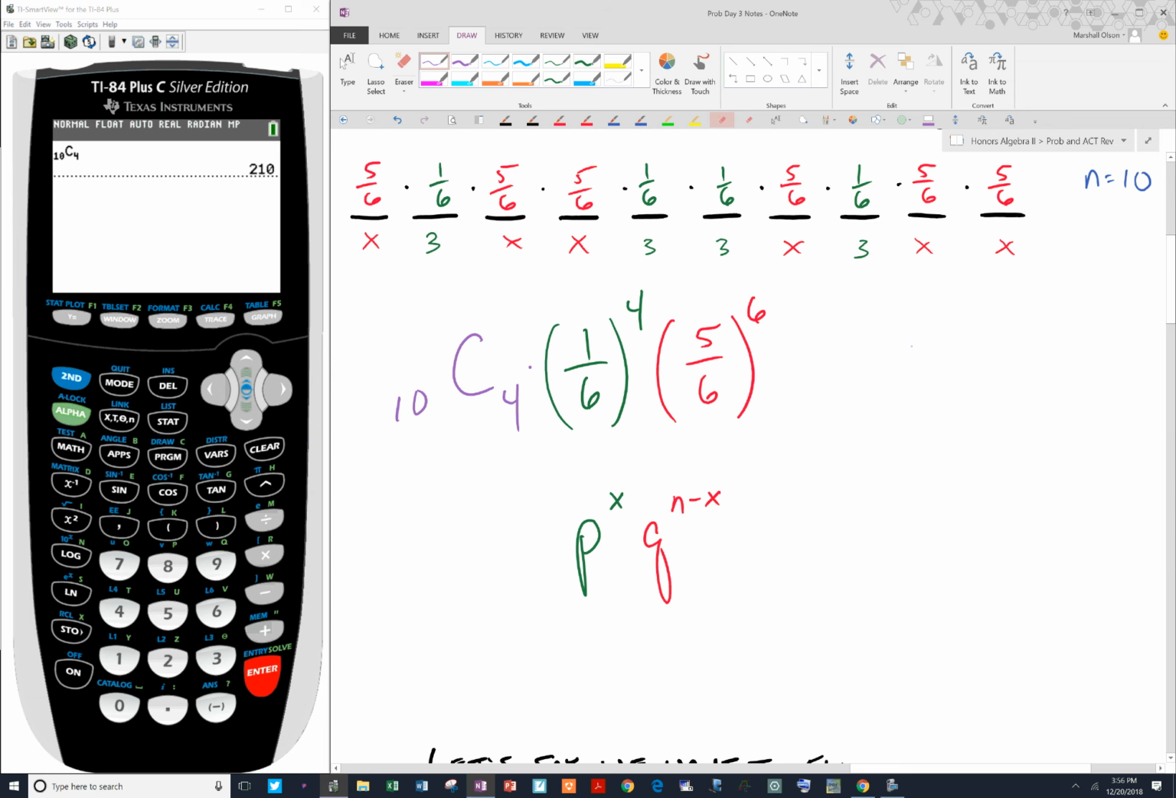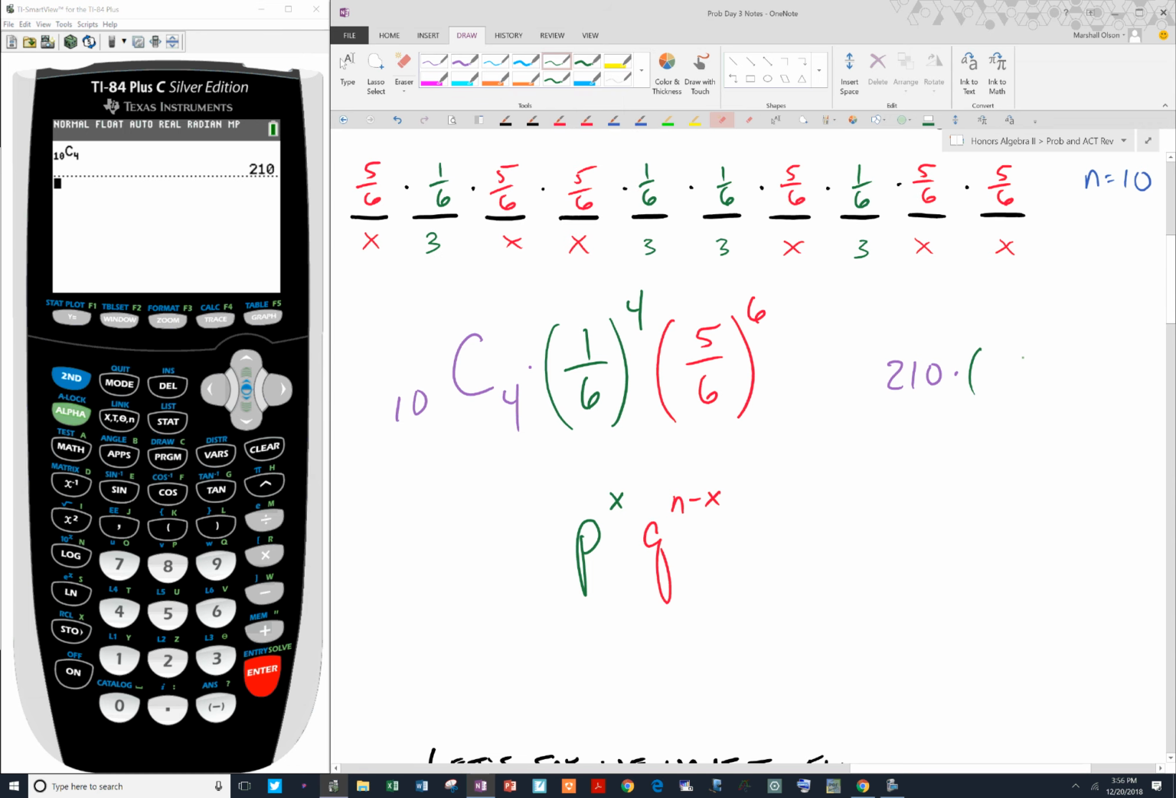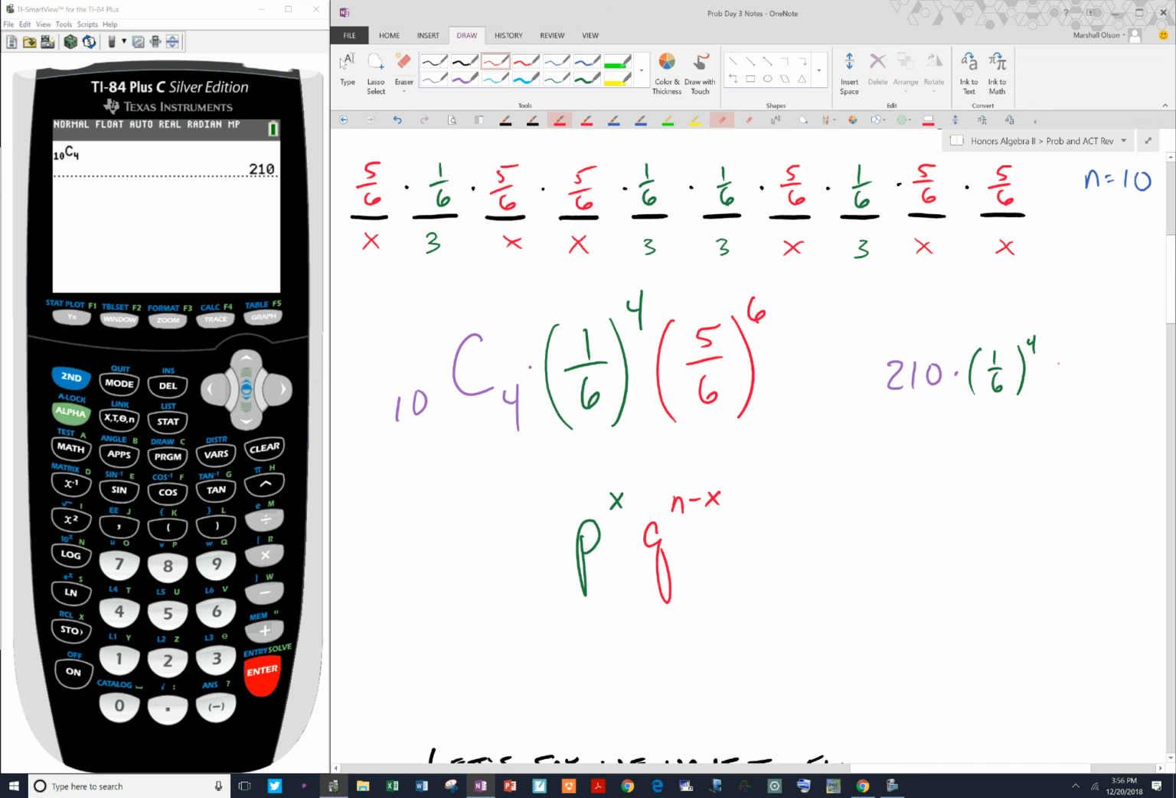So we have 210 times, and then we'll take the 1/6 to the 4th and the 5/6 to the 6th to calculate the rest of it. So I'm not going to do each one of those individually. I'm just going to rewrite that right here. I just wanted you to have an understanding of what the 10 choose 4 was doing for us. So there's the 5/6 to the 6. And then I would just put this all into my calculator at once.